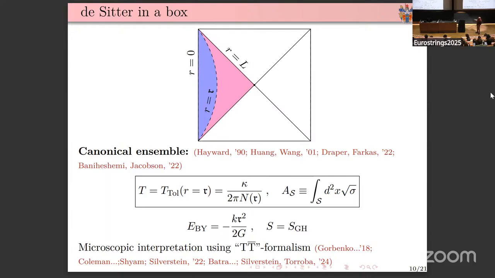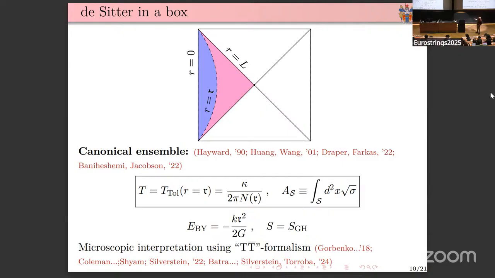Now, an important limit that we can take is the full static patch limit. So if you're confined to the pole patch, so you don't see the cosmological horizon, you can take the limit that r goes all the way to the cosmological horizon. And that would then fill, and you'd have the entire static patch.